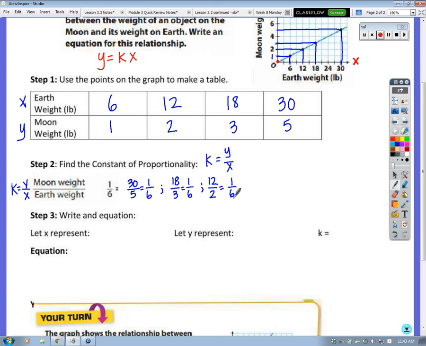So we can see that all of these ratios, all of these relationships are equivalent, and they do all reduce down to that 1/6 value. 1 pound on the moon is 6 pounds on Earth. So our constant of proportionality, this is a constant relationship, and our constant of proportionality is that 1/6. So we're going to write that equation now. y equals k times x. And we're letting x represent our Earth weight.